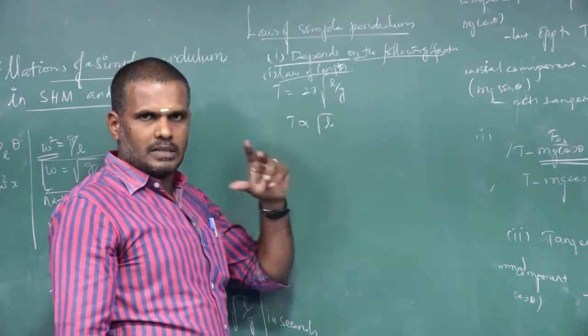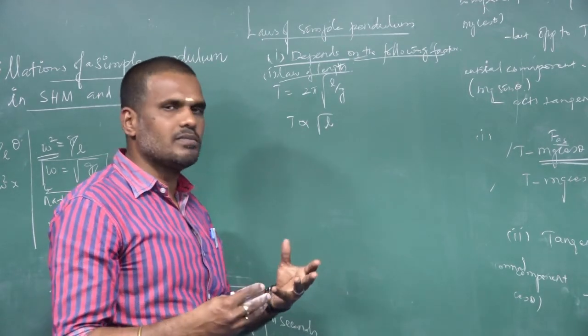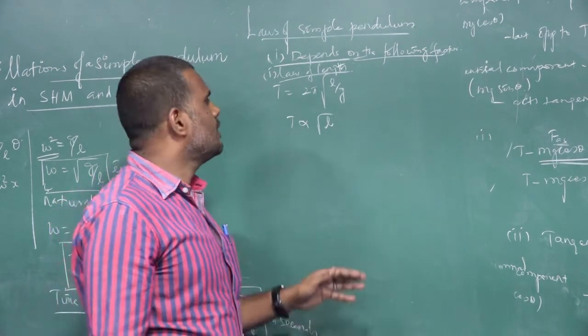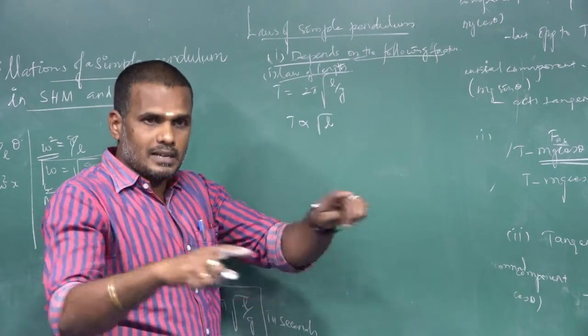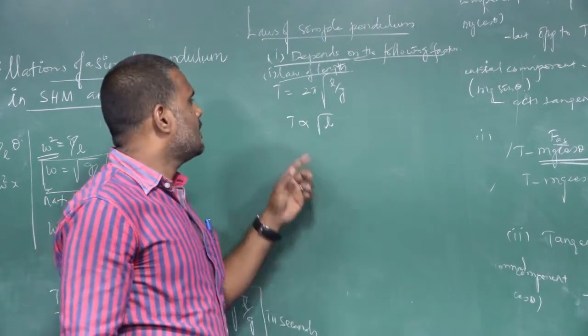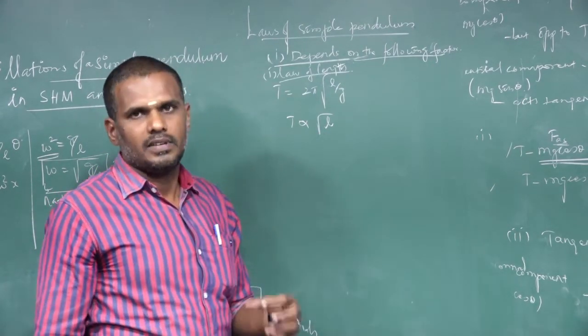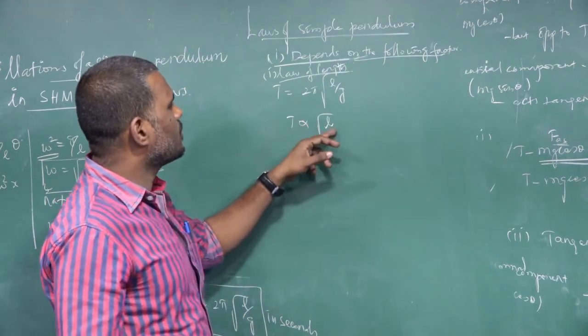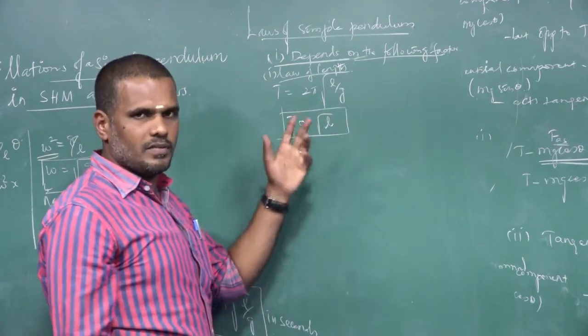So, at a given place, in the sense that the value of g is kept constant, or the value of g is not varying at that place, the time period of oscillation is directly proportional to the square root of the length of the simple pendulum. T is proportional to root of L. We call it the law of length of the simple pendulum. This is the first one.